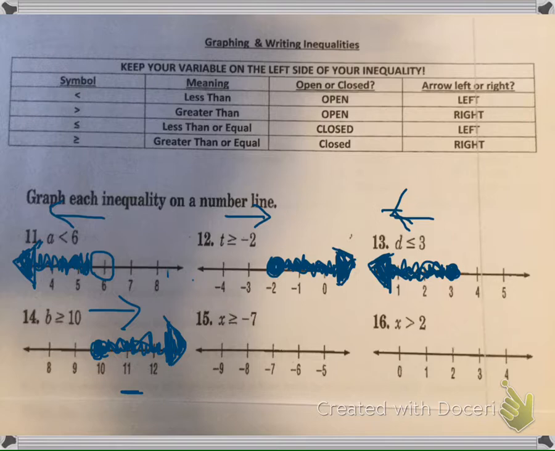Number 15, x is greater than or equal to negative 7. So that would be a closed circle on negative 7. And it's greater than or equal to, so these are the numbers that are greater than or equal to. So we are going to go to the right here, and our arrow goes this way. And you do need to color in your arrow, showing that it continues on and on.